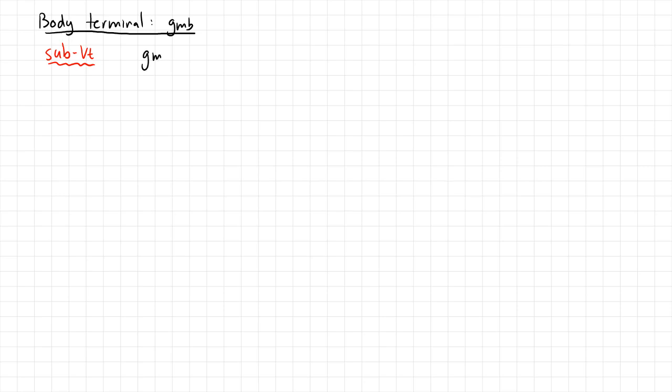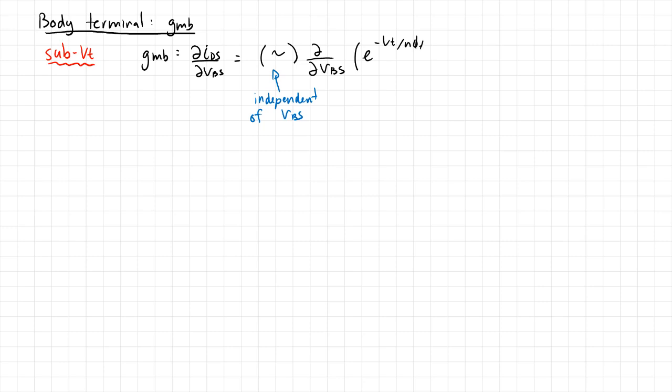Again, in subthreshold, GMB is just equal to the derivative of IDS with respect to VBS, which is kind of actually a weird derivative to take. There's a whole bunch of things that we'll say are independent of VBS, multiplied by the derivative with respect to VBS of e to the minus VT over N phi T. I actually pulled this part out of the I off expression, because it's really the only part that depends on the bulk voltage in this particular expression.